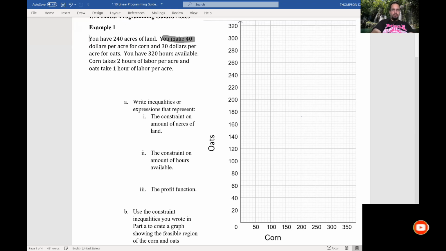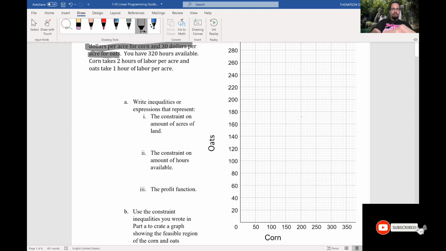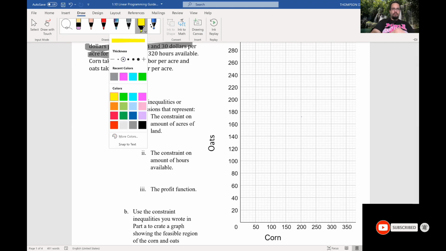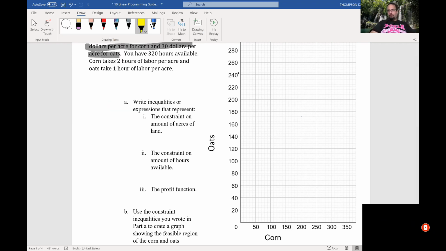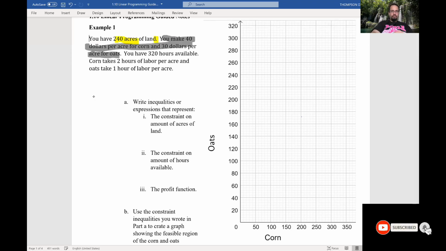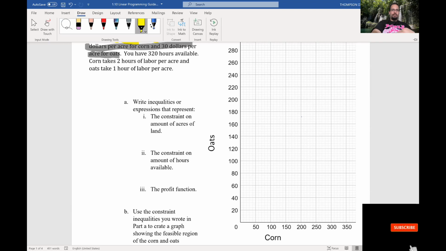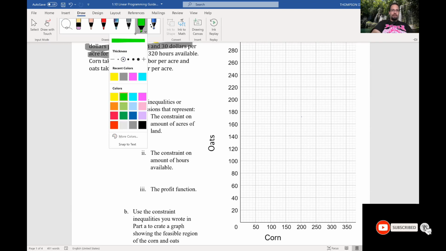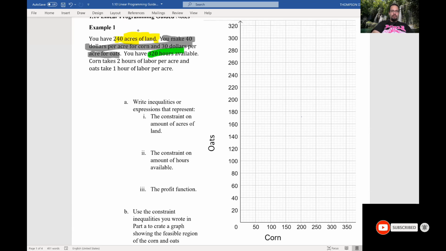Okay, here we go. And our acres, we'll highlight that yellow. You have 320 hours available. Let's highlight that instead so we can make sense of this piece. That's some new information. 320 hours available. Corn takes 2 hours of labor per acre. And oats take 1 hour of labor per acre.